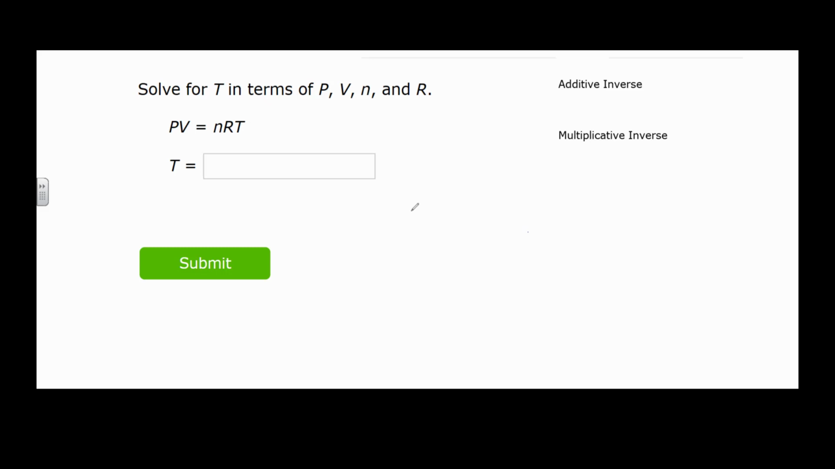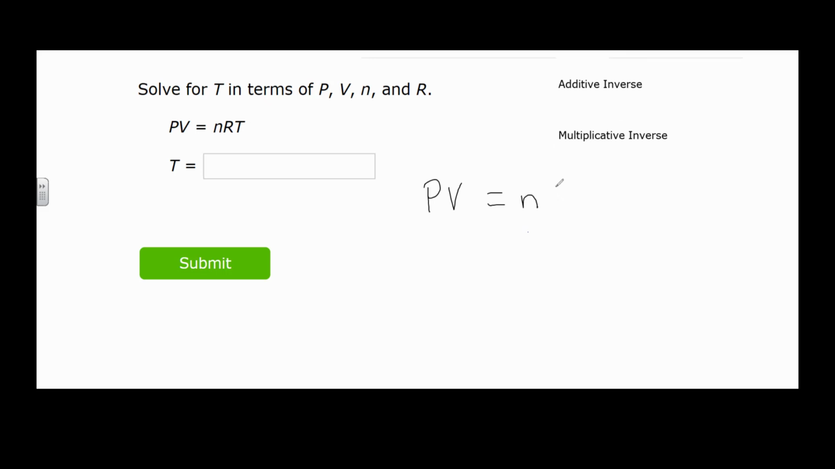The idea is you're going to use two tools. They're called officially additive inverse and multiplicative inverse. Basically, it's the idea that if you're trying to separate variables, you're going to either add or subtract something, and that would be the additive inverse, with subtraction included under that, or you're going to multiply or divide.